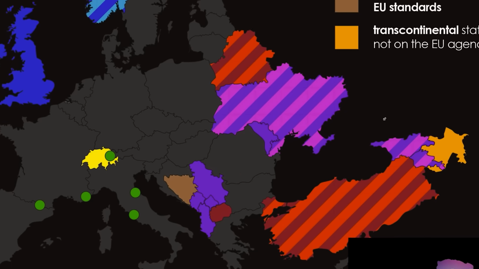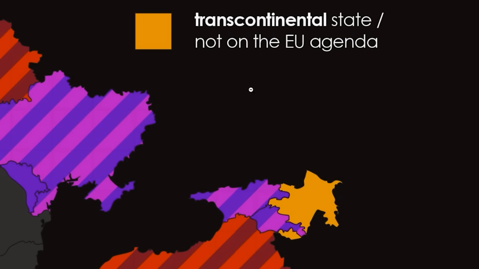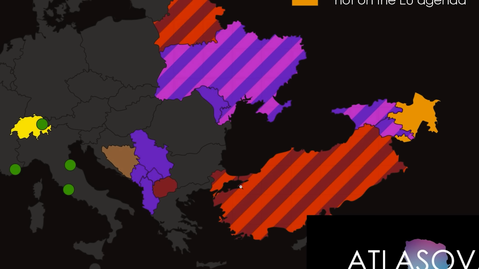Bosnia is the only country that doesn't have a constitution that meets the EU's requirements. And unfortunately for Azerbaijan, they're a transcontinental state that's not in the EU agenda. These guys are just gonna have to hope that Turkey, Georgia, and Armenia get in first, and then maybe they can squeeze in. Obviously, a lot of this stuff is oversimplified, and there's probably way more complicated things going on.